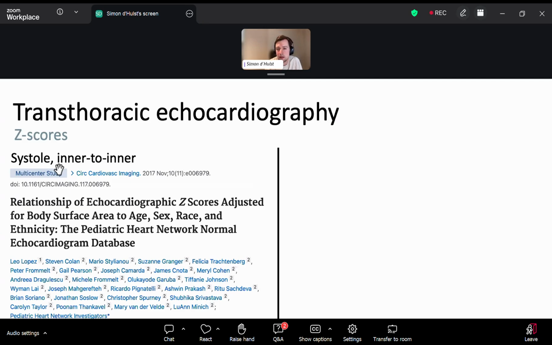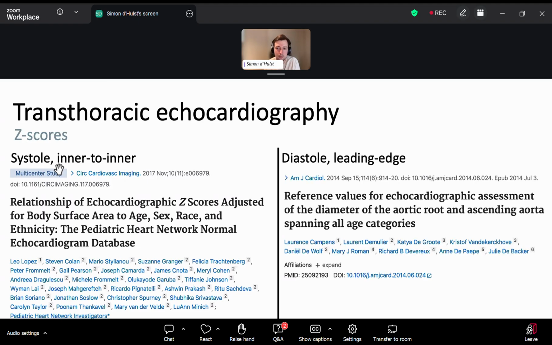As pointed out again by Dr. Chervi as well, in an echo report, it's not important to only show the absolute values, because in children, they don't always say as much, but also z-scores, so a standardization should be reported. So for systolic measurements, the Lopez z-scores that I've shown are preferred by both the European and American societies. While for the diastolic measurements, the Campens nomograms are the most commonly used.